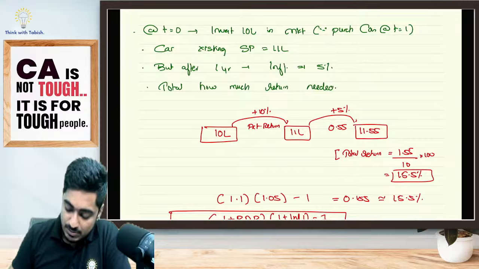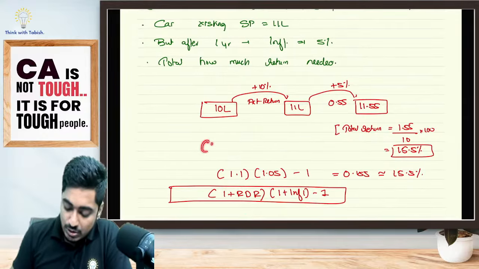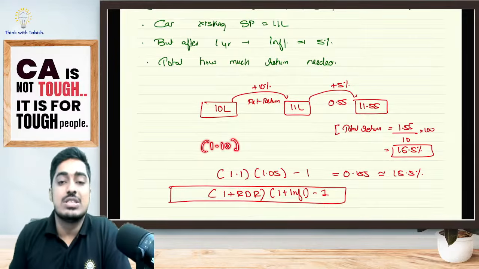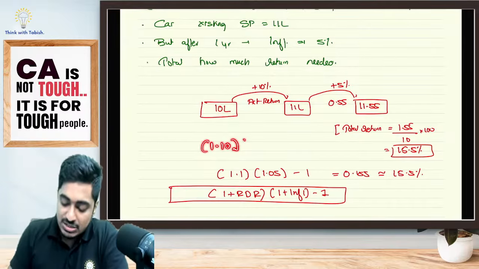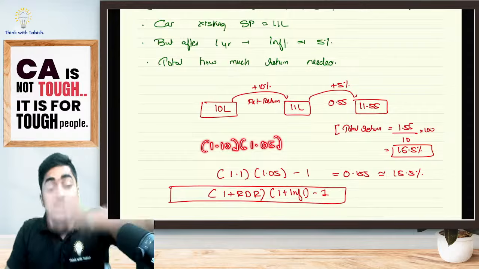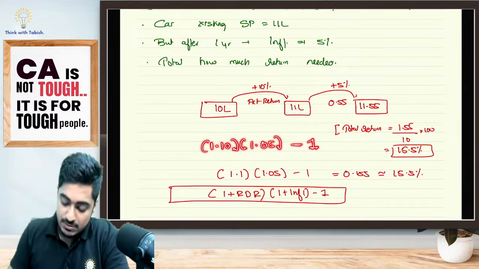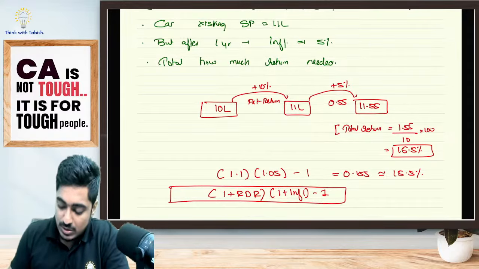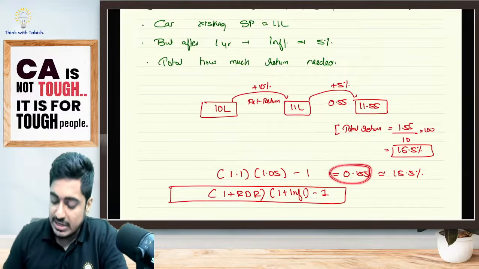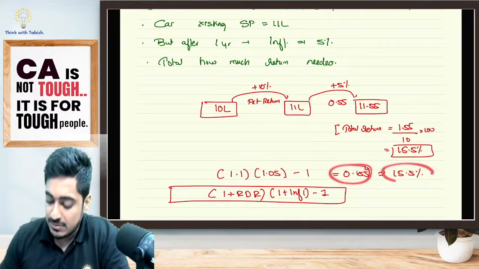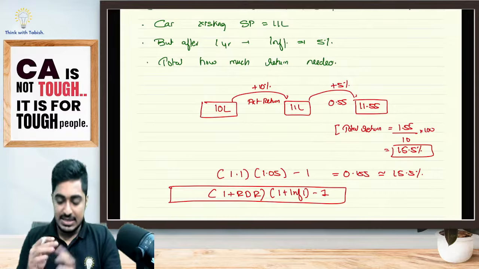How do I get that? Simple, boss. If I put 1 rupee, 0.10 real income I want. In addition to that, how much is inflation? 5%. 1.05. That gives me total amount minus my principal of 1. If you do that, 1.1 into 1.05 minus 1, you'll be getting 0.155, which is nothing but 15.5. Is this clear, everyone?